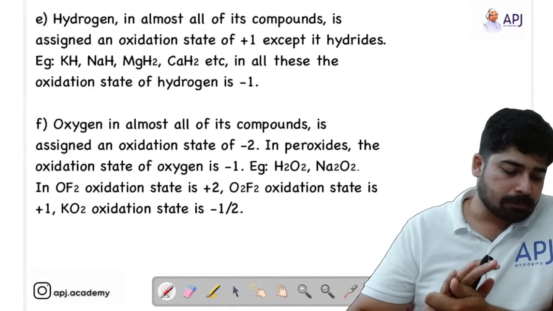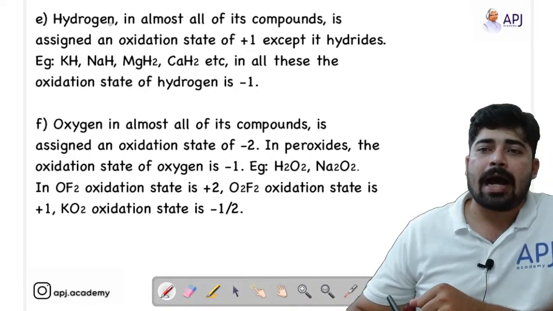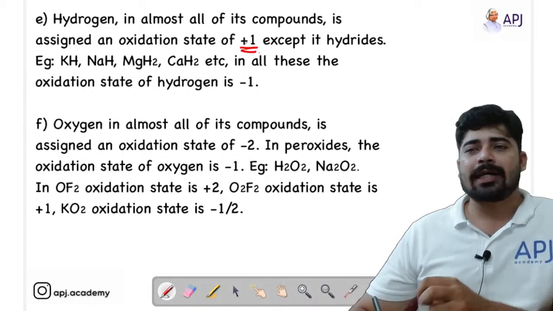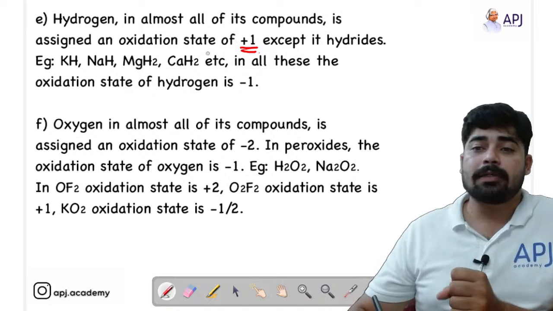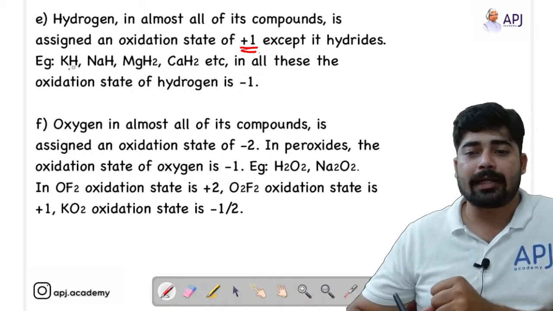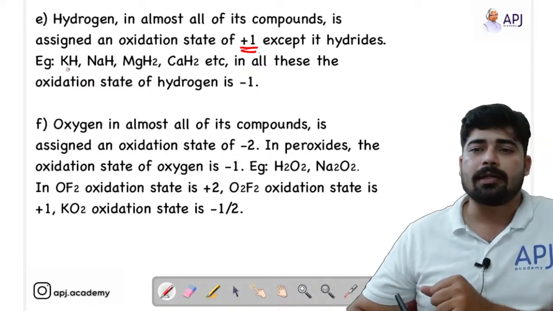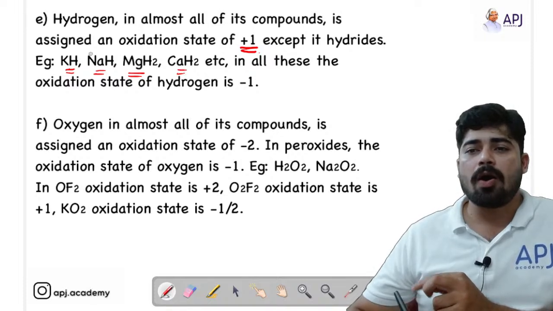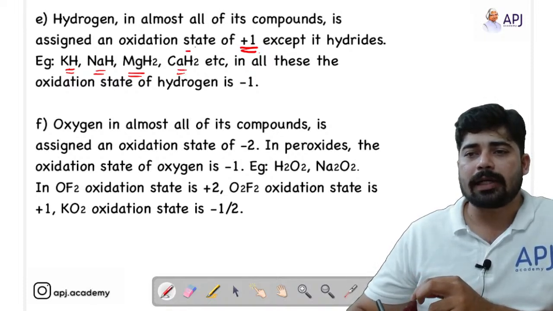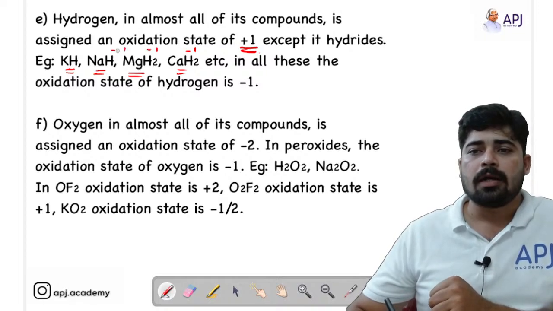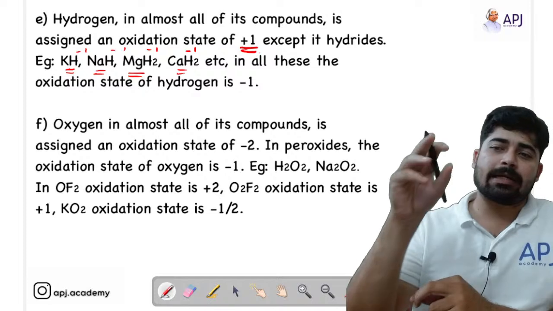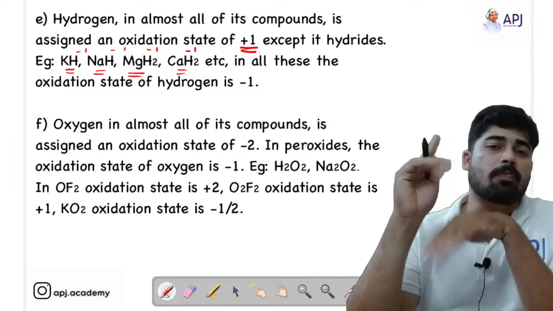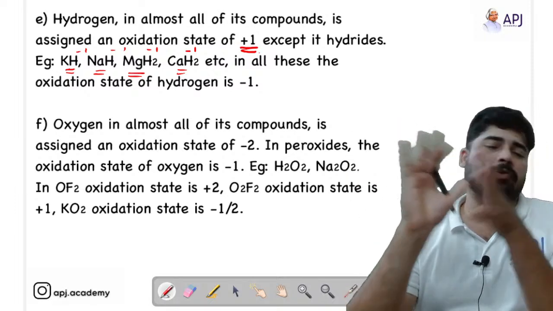Now, the next point. Hydrogen in almost all of its compounds is assigned oxidation state +1. There is an exception in the case of hydrogen. That means in hydrides, like metal hydrides, when hydrogen comes with a metal like potassium hydride, sodium hydride, magnesium hydride, calcium hydride, in all these cases the oxidation state of hydrogen should be taken as -1. Except for hydrides, in all the other cases the oxidation state of hydrogen is +1. So, you have to study the exception.